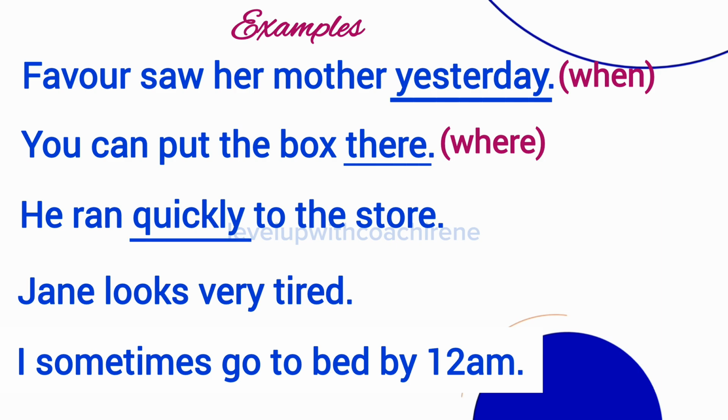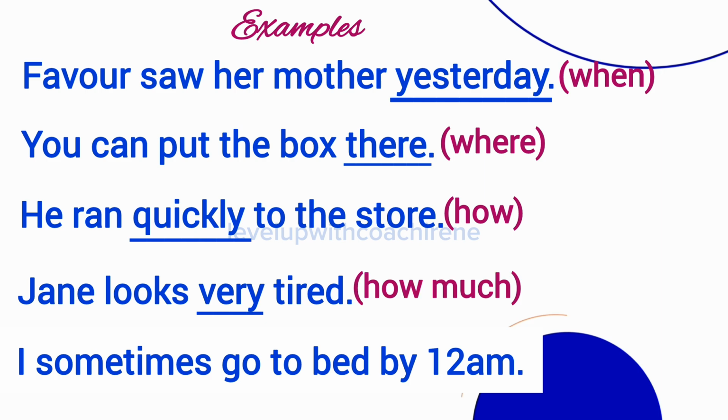Number 3, we have the sentence, he ran quickly to the store. Quickly is the adverb, giving us information about the verb ran. This sentence talks about how. How he ran. He ran quickly. Number 4, Jane looks very tired. Very is modifying the adjective tired. Very tired shows the degree of how tired Jane appeared.